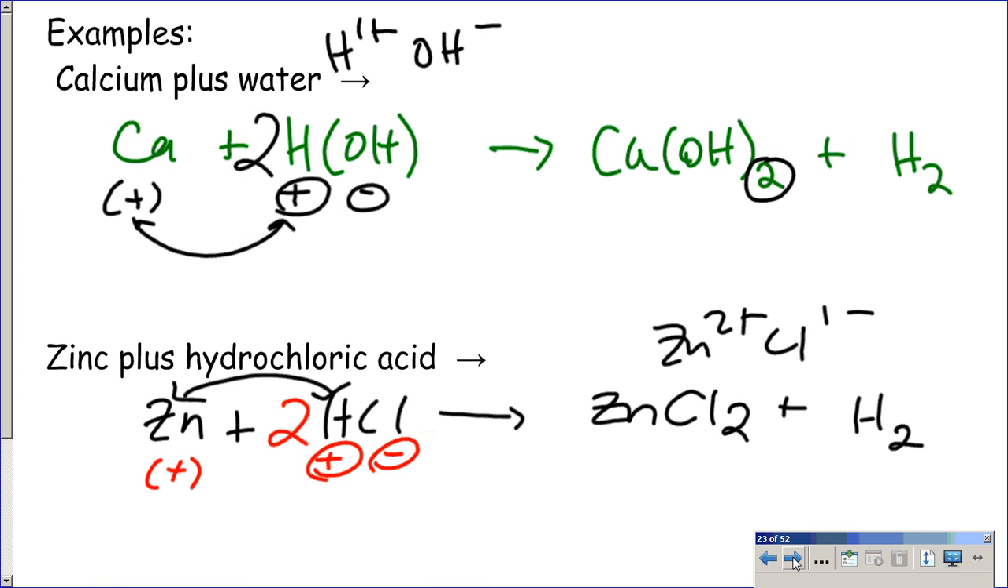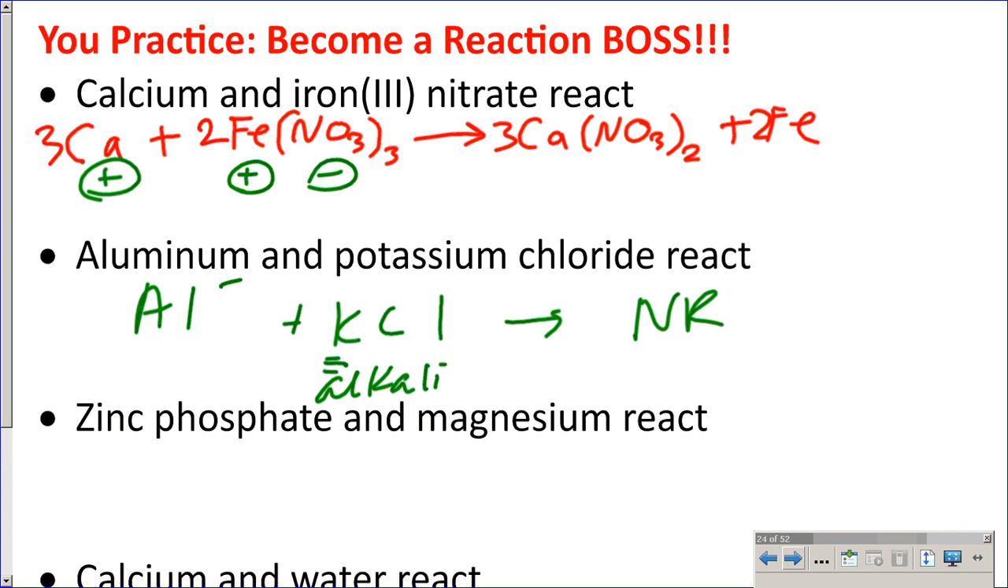I think I said calcium. Potassium. So aluminum wants to replace it, but no. Potassium is more active, so therefore nothing's going to happen. No reaction. You got that?